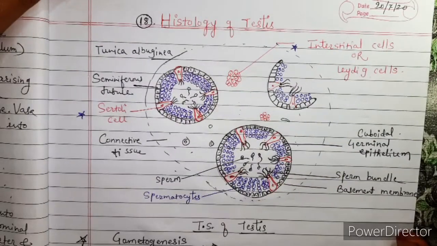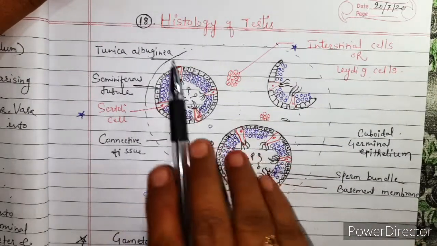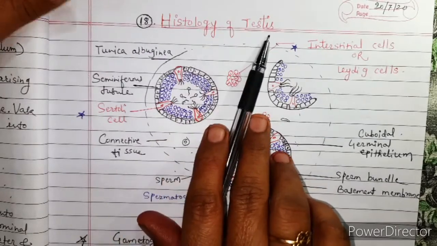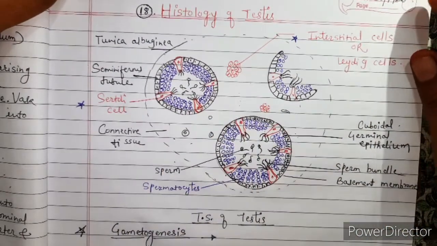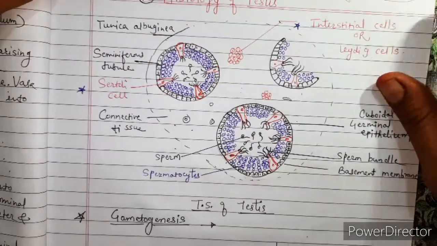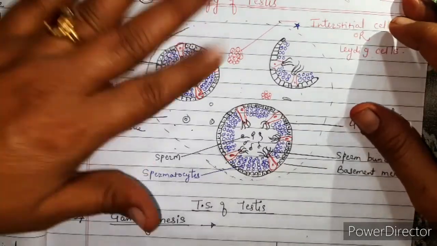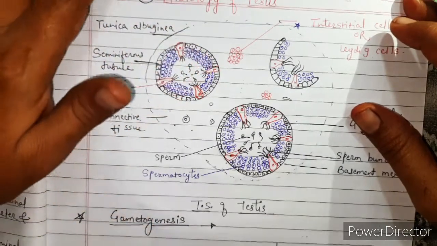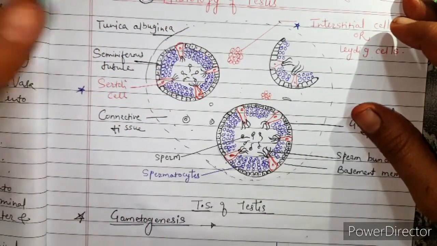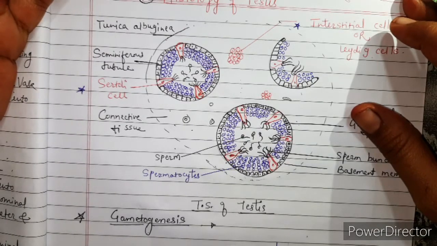Welcome students. In this period we are going to study the histology of the testis. Histology, or the histological structure, is the internal structure of any organ, and it is studied either by taking the LS, the longitudinal section, which we call उभा छेद. In the last period we saw the LS of the testis.